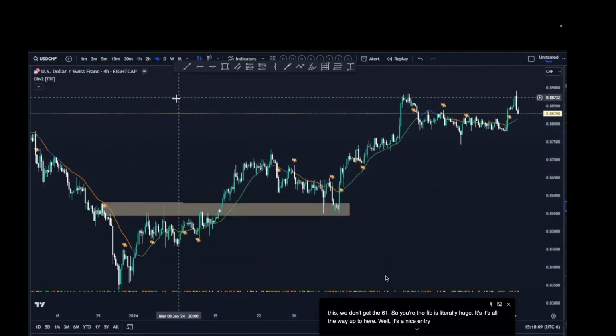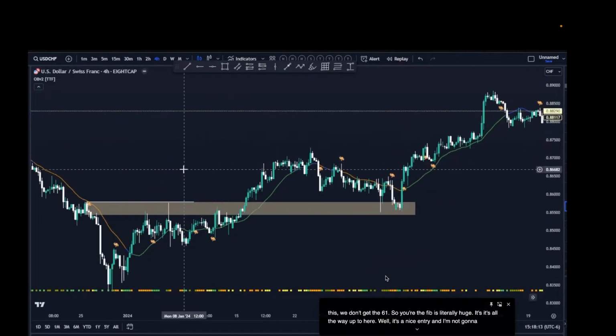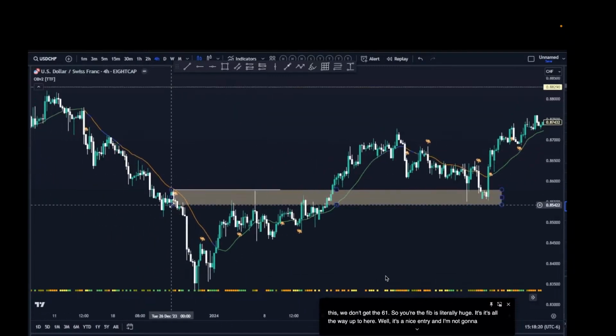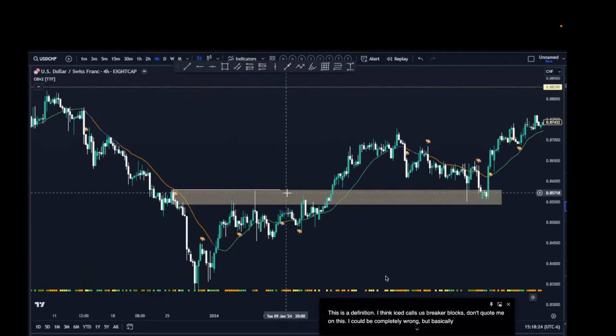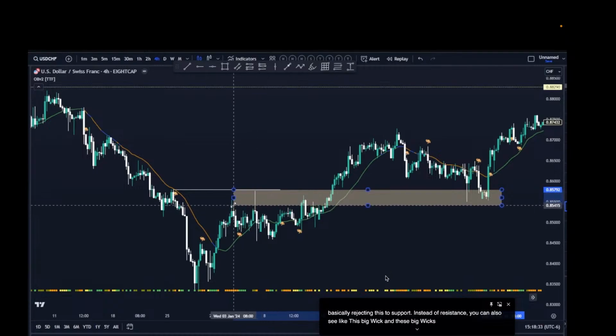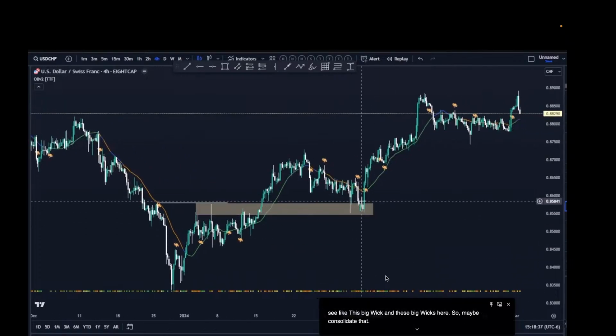Well, it was a nice entry, and I'm not going to say that this is the definition. I think ICT calls this breaker blocks. Don't quote me on this. I could be completely wrong. But basically the last lower high, which has been broken in bullish structure, it does a nice job of basically rejecting this as support instead of resistance. You can also see like this big wick and these big wicks here, so maybe consolidate that, and that was pretty good entry just on the 4 hour.